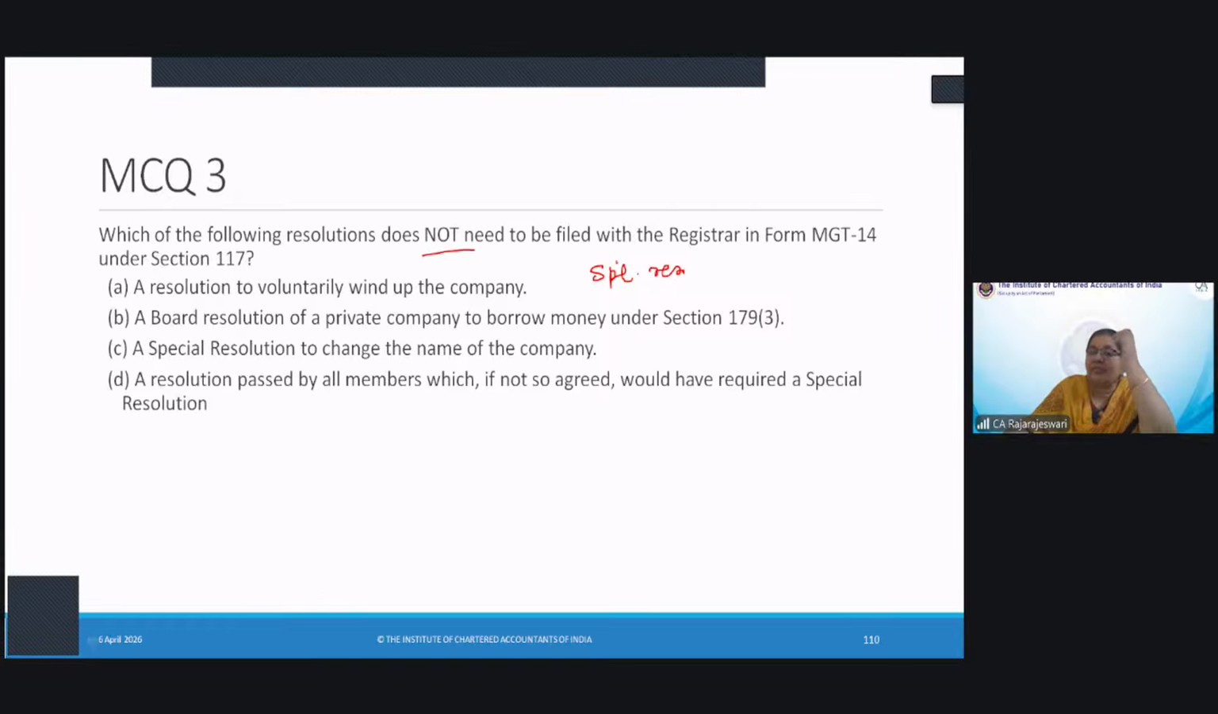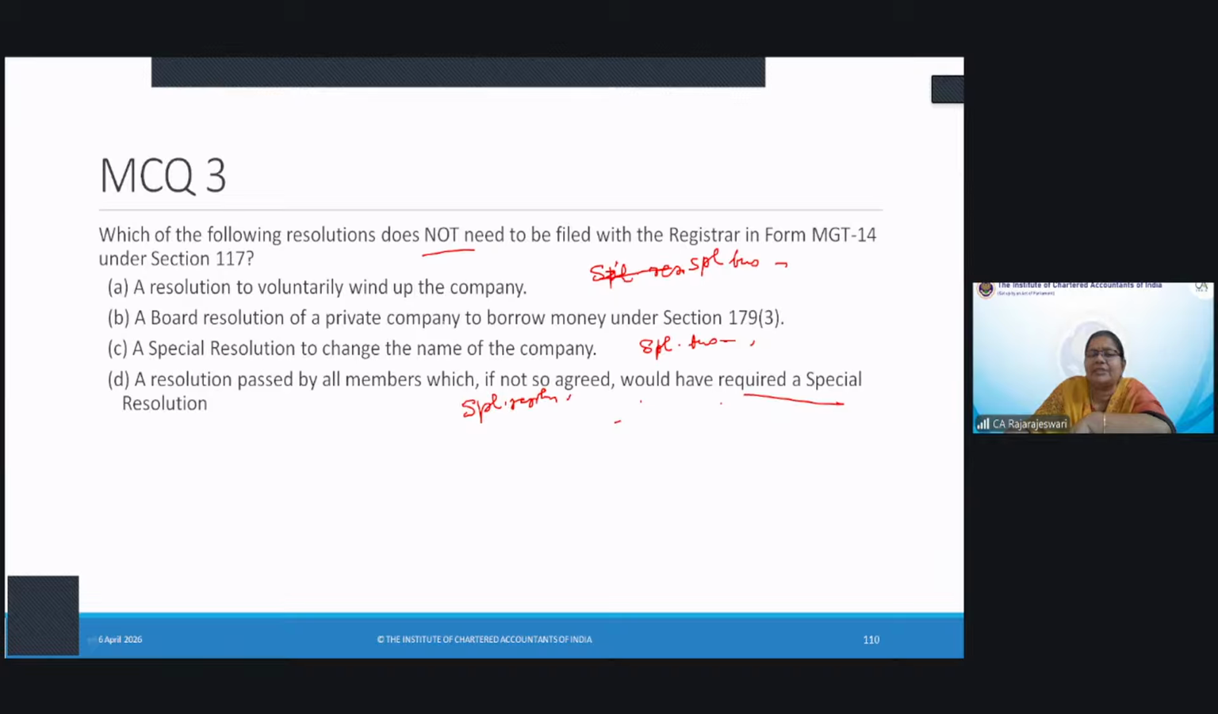See, this is not an ordinary business. This is a special business. If you want to voluntarily wind up the company, even when you want to change the name of the company, that is also a special business. And you have to file the resolution with the ROC. Then any resolution that would have required a special resolution, passed by all members, so this is also a special resolution.